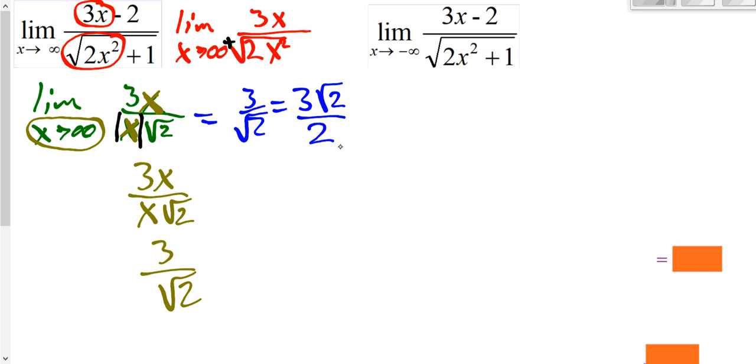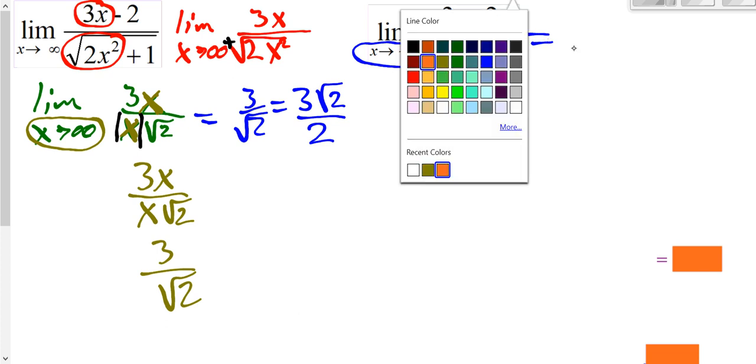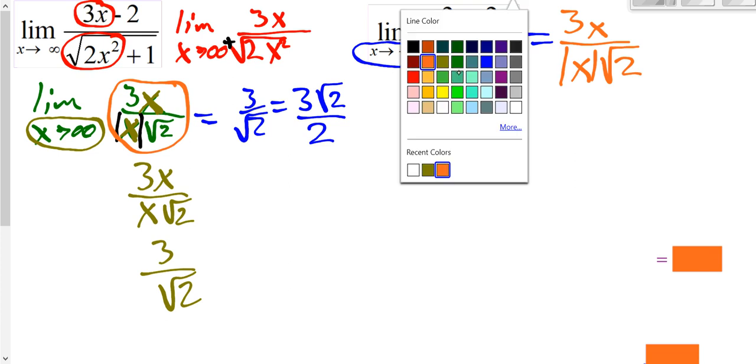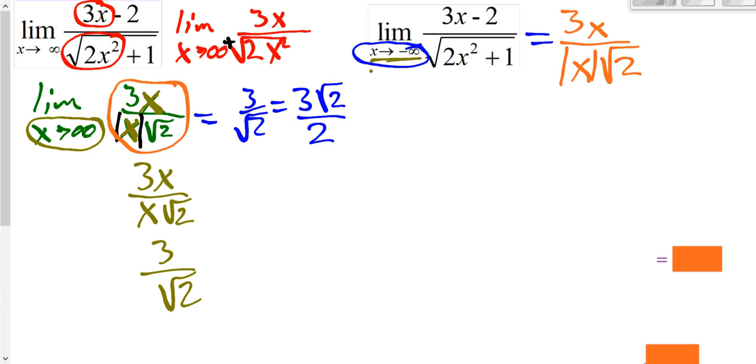Well, the problem on the right is really the same thing, except we're going towards negative infinity. So based on our work we did before, we know that what we're going to have over here is this. But now our x's aren't going to drop. We know that when we plug in a negative infinity, the top's going to be negative. But because of the absolute value here, we know it's going to be positive on the bottom.